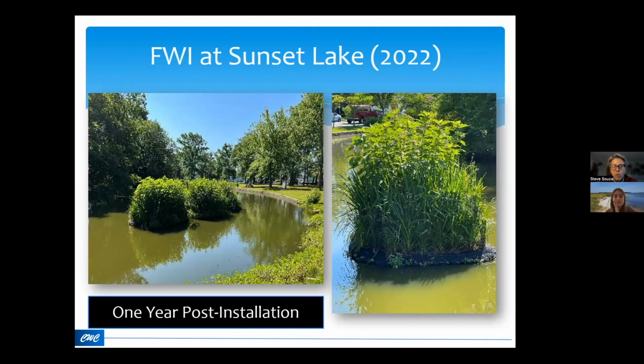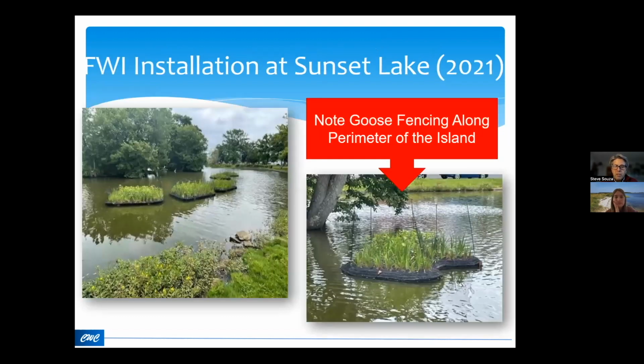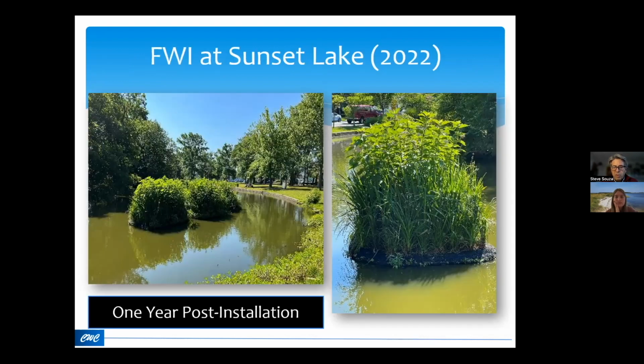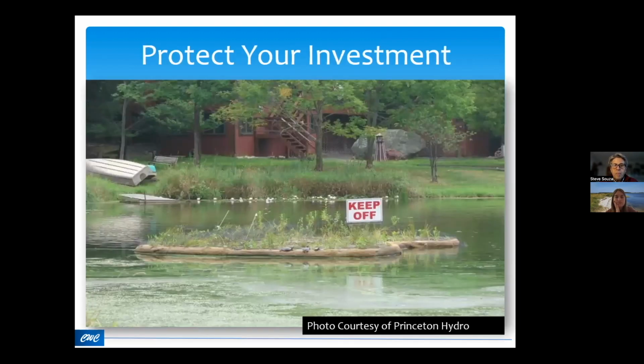They do well over the winter. They don't need to be removed. They can withstand freezing, and still the plants will come back and grow year after year after year. But you can see, looking at the initial amount of plant growth and a year later, that these plants are doing their job in terms of removing nutrients from the water column.